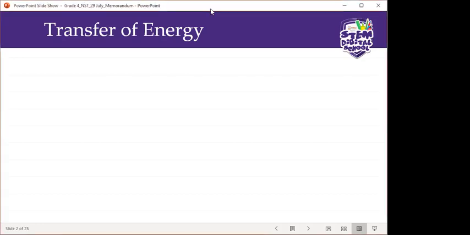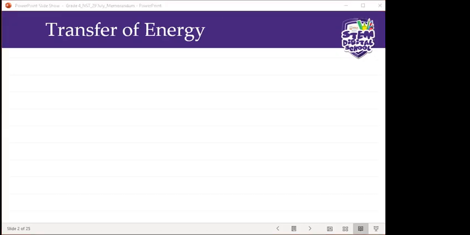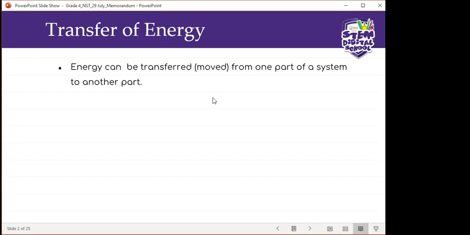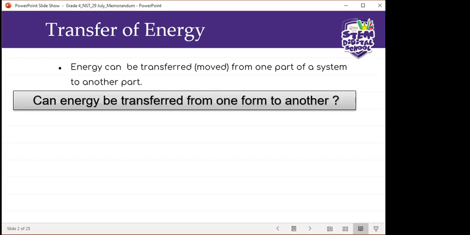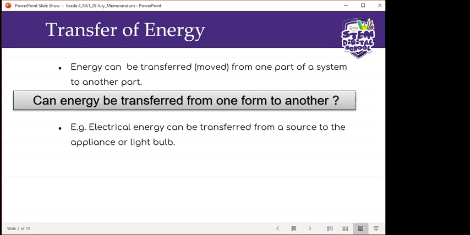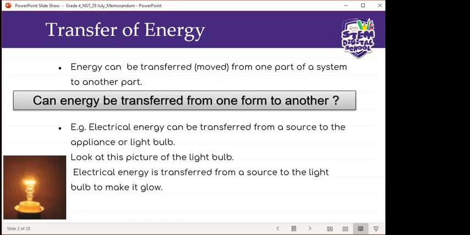Right, guys, let's just quickly wrap up transfer of energy and then we can start with the memo. All right. Okay, so transfer of energy. Energy can be transferred from one part of the system to another. And then we had a question that says, can energy be transferred from one form to another? And it was yes. An example is electrical energy being transferred from a source to the appliance or a light bulb. And if we look at the picture at the bottom, we know that most light bulbs use electricity. So electrical energy is transferred from a source to the light bulb in order to make it glow. So we have an input energy as well as a useful output energy.